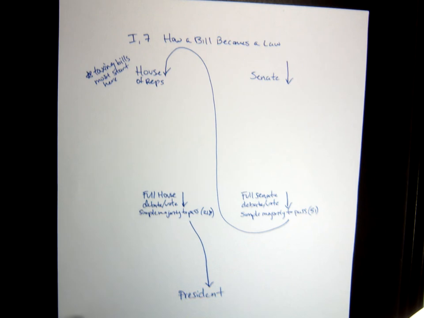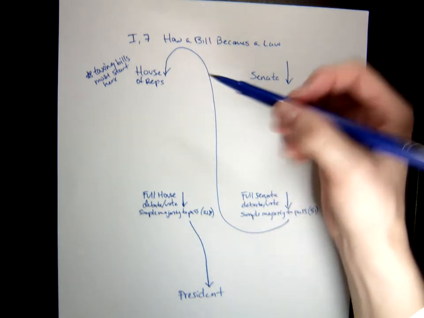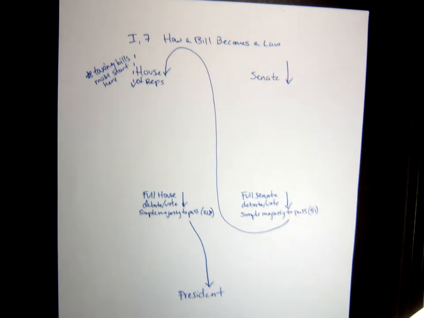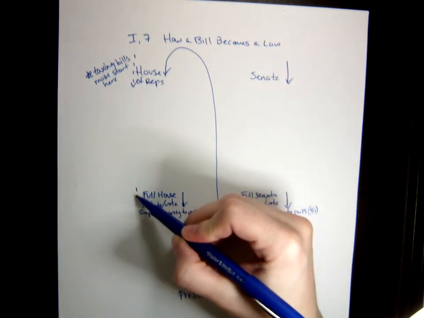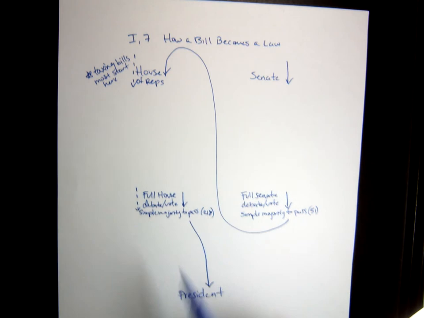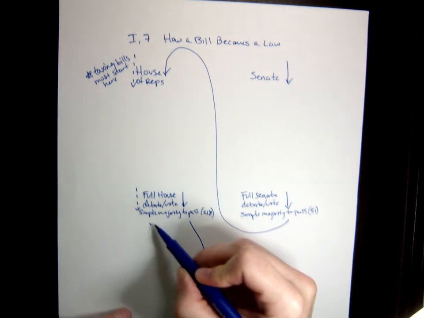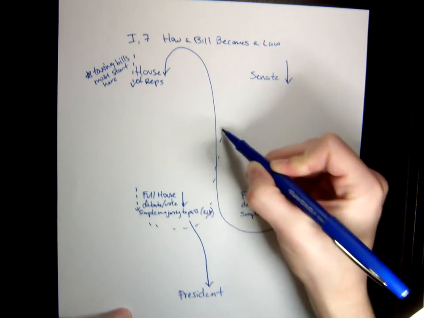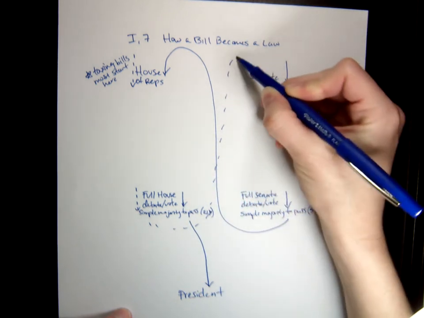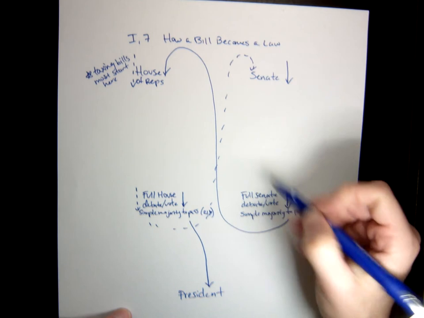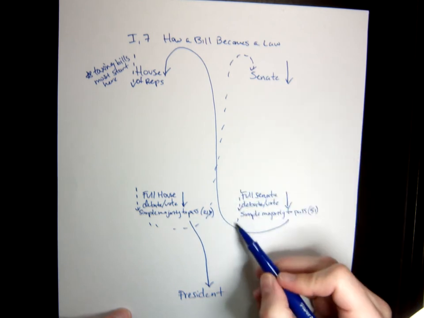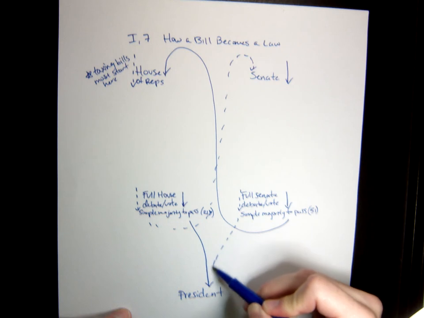But a bill could have started in the House of Representatives, so I would like to do a dotted line just to demonstrate that there was this other possibility, that it could have been debated and voted on in the House first, and then it would go to the Senate. Debate and vote, and if it came out, it would go here.